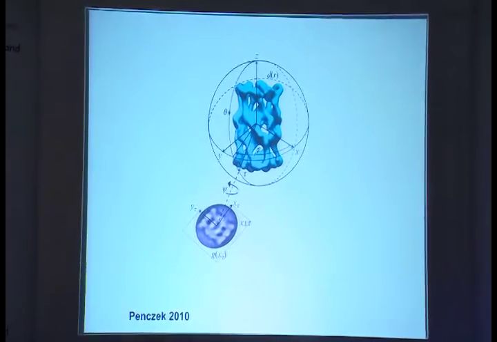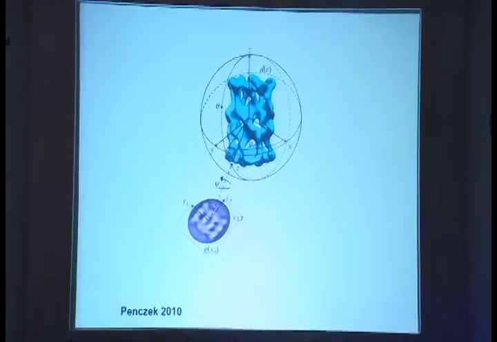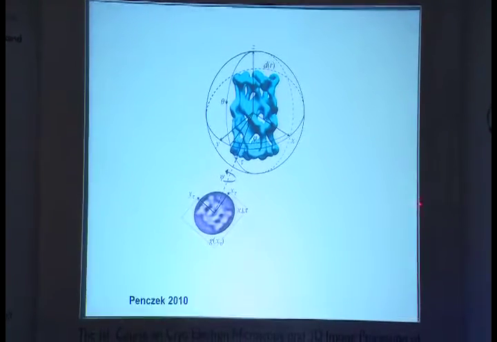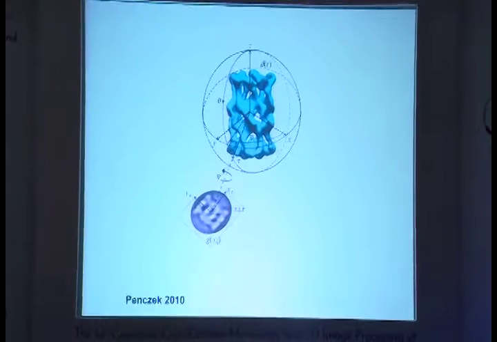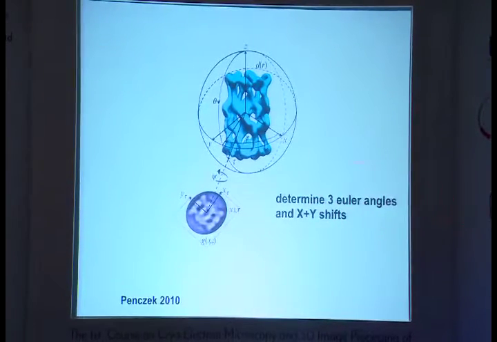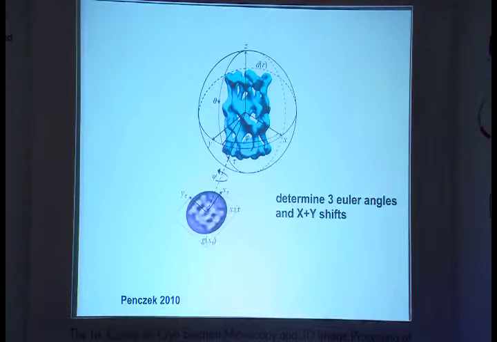So you can read this review in Methods in Enzymology by Pawel Penczek. It's very useful. There are quite a few of them. And the goal of 3D refinement is to determine how this projection relates to the 3D object. So we need to determine 3 Euler angles and X and Y shifts. So the more accurately you determine them, the higher the resolution will be. So this is the basic of 3D refinement. And so the 3 Euler angles are phi, psi, theta, and then X and Y shifts.